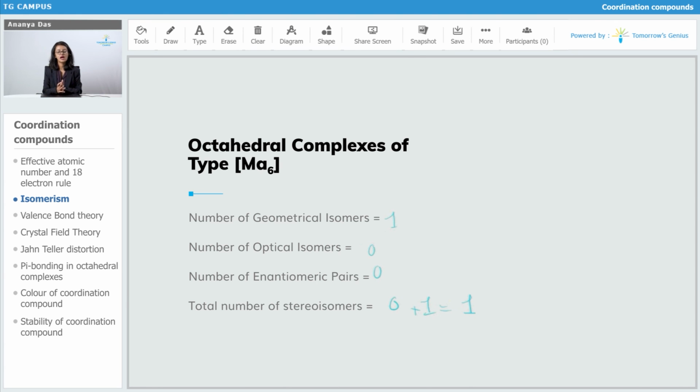So, these are all of the examples that I tried to do for your unidentate ligands, that is, monodentate ligands, that is, ligands which have just one donor atom.